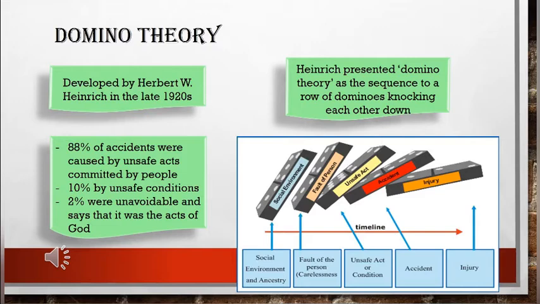Heinrich presented domino theory as the sequence of a row of dominoes knocking each other down. If we take a look at the diagram, we can see how the domino reaction occurs. When we push the first domino, it will fall into one another and cause a domino reaction. From social environment, it will lead to the fault of a person, to unsafe act, to the accident, and lastly, it will cause injury.